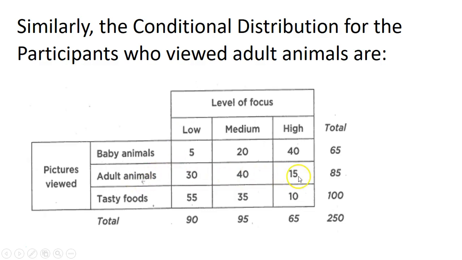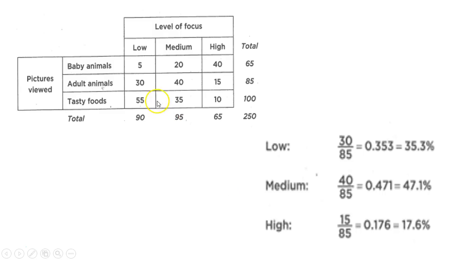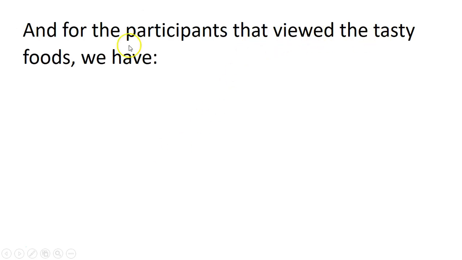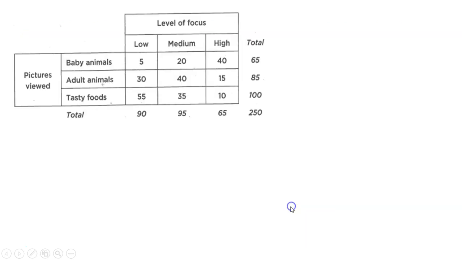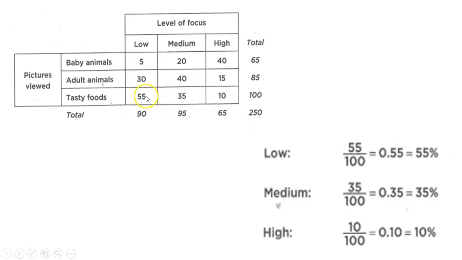Similarly, the conditional distribution for the participants who viewed adult animals. So adult animals and their levels would be 30 divided by 85, 40 divided by 85, 15 divided by 85, right there with their percents. And for the participants that viewed the tasty foods, we would just do, again, 55 divided by 100, 35 divided by 100, 10 divided by 100.